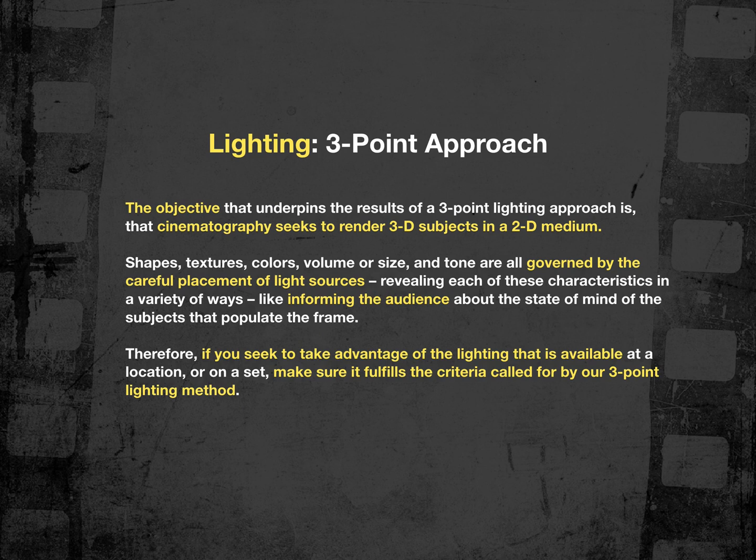So if we think about our three-point lighting approach and what the objective is, I want to refresh your memory and remind you that in cinematography we seek to render three-dimensional objects with a two-dimensional medium. So three-point lighting helps us create depth with shadows and with color and contrast. It helps us create a sense of space in the cinematic frame. It's a feeling of foreground, middle ground, and background. Okay, the shapes, textures, colors, volume, and size are all governed by the careful placement of our light sources.